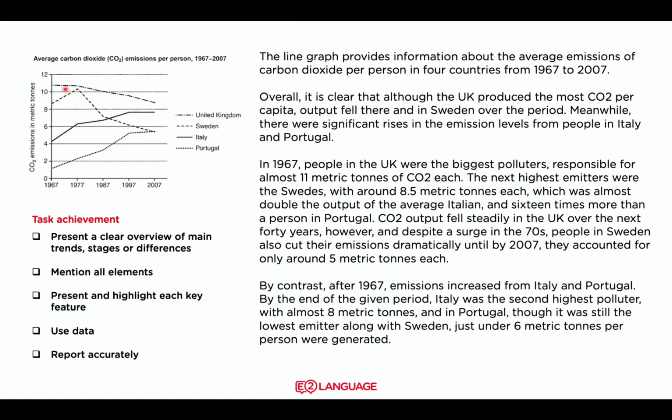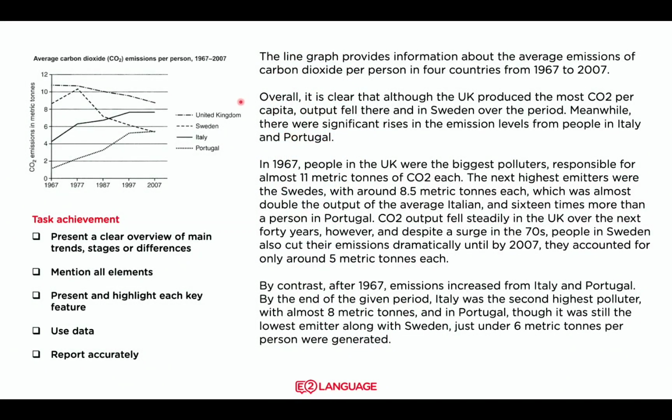Okay, so I've mentioned here the fact that the UK was the top all the time and the drop in Sweden and UK's output. Meanwhile, there were significant rises in the emission levels from people in Italy and Portugal. And again, I've just described generally, emissions went up. Notice in this part of the task, no numbers, no details. The examiner is looking for your overview. It's a critical piece of the criteria.